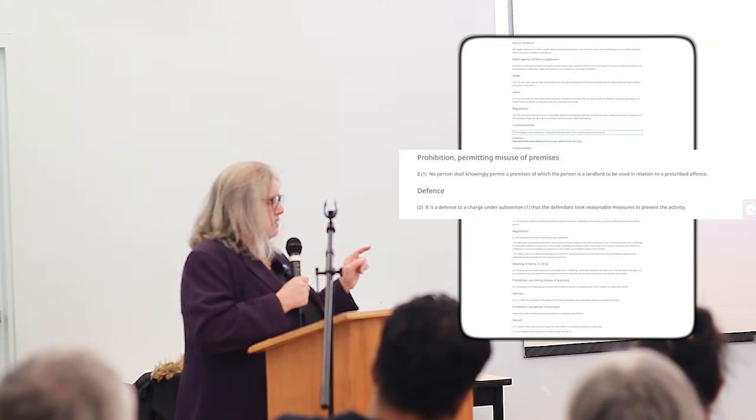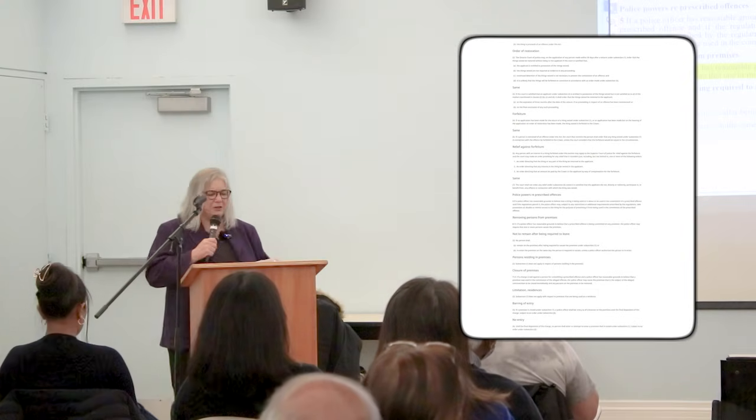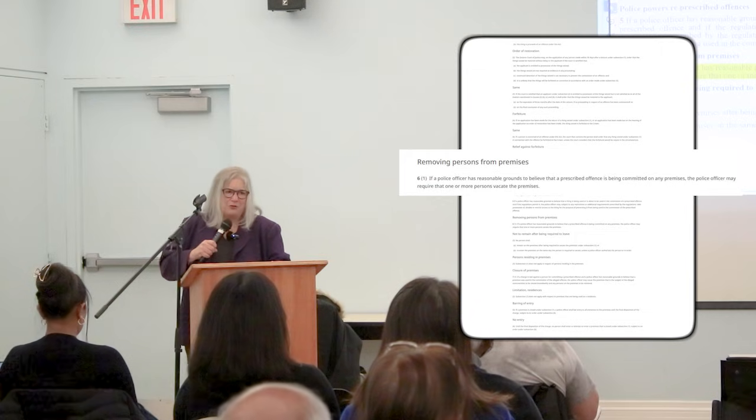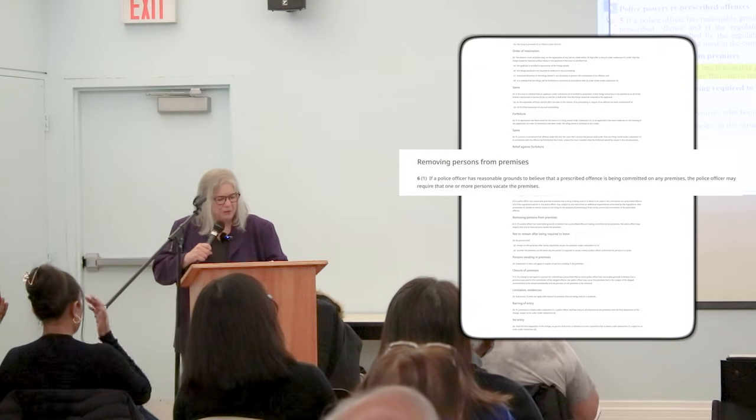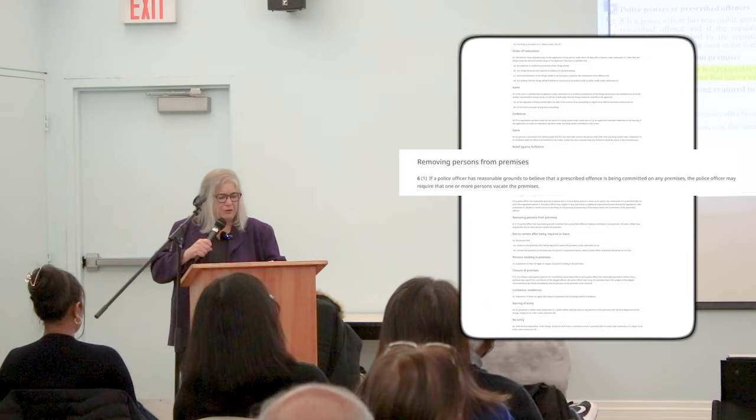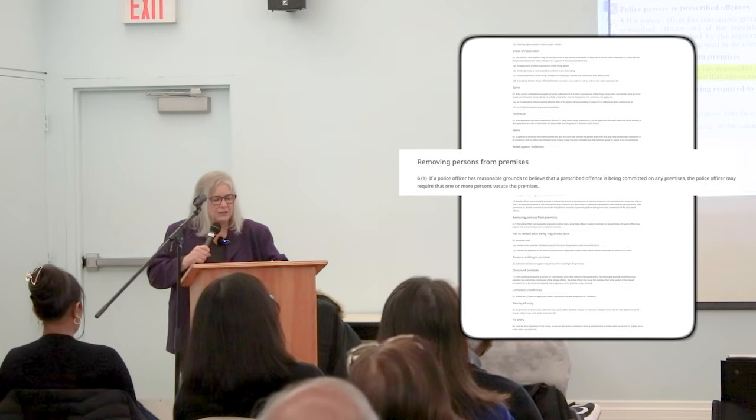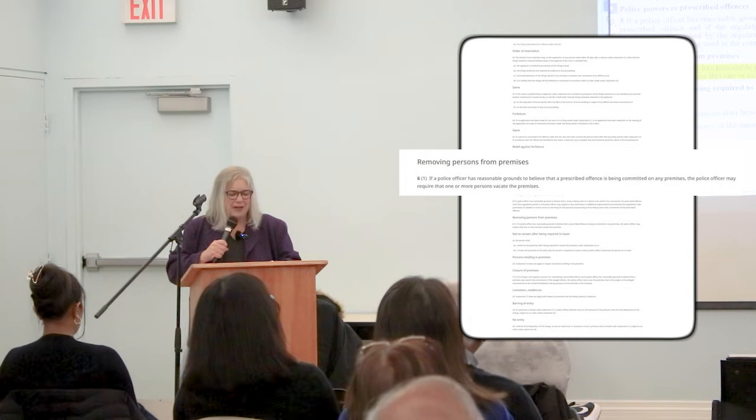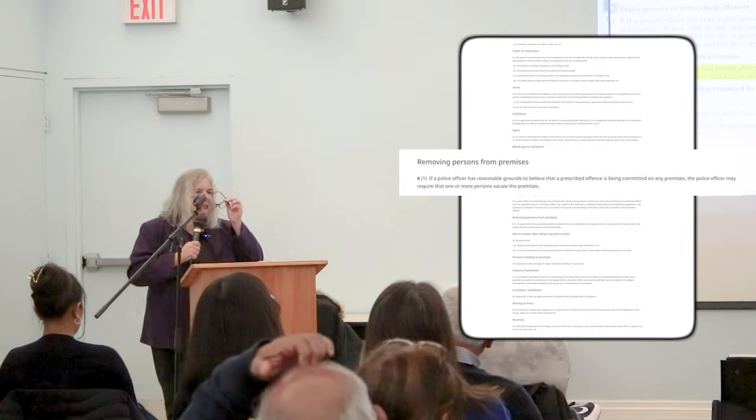If we can now go to 6. So this one is great, so it seems on the face of it. This is some of the enforcement powers that the police would have, and that's removing persons from the premises. And it says, if a police officer has reasonable grounds to believe that a prescribed offense is being committed on any premises, the police officer may require that one or more persons vacate the premises. So wouldn't that be nice?